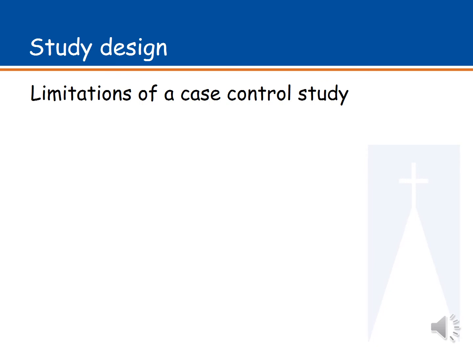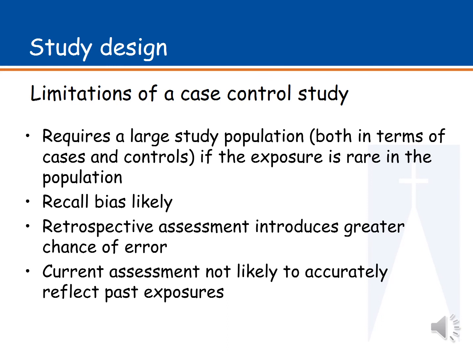So there are a number of limitations of a case control study, and these are really important. First of all, a case control study requires a very large population, both in terms of cases and controls, if the exposure is very rare in the population. So if you're looking at a population where almost none of the nurses have access to PPEs, a case control study would not make much sense because it would require so many cases and so many controls to get any kind of analysis that you could work with. You need the numbers. You need at least to have 5 in each of the cells.